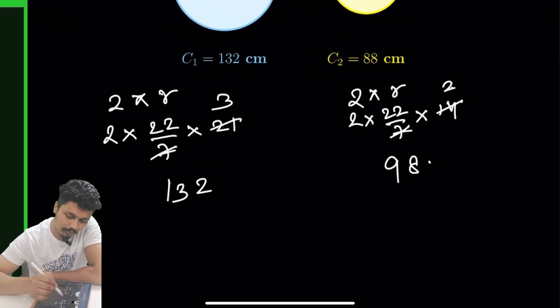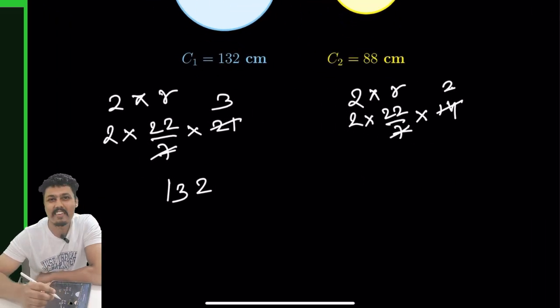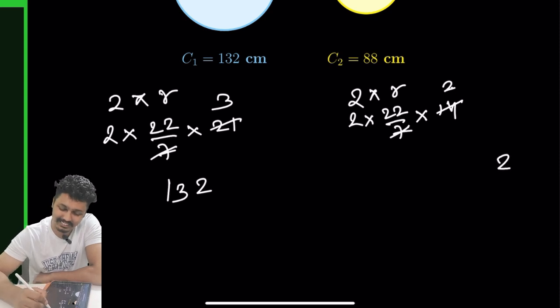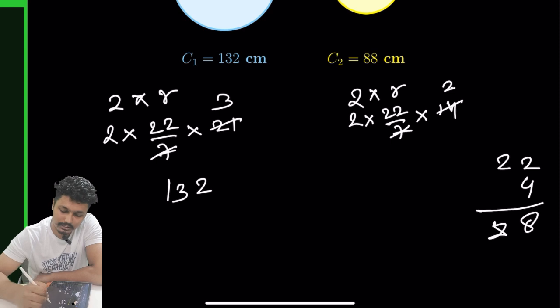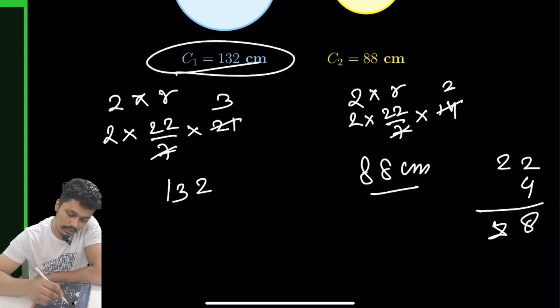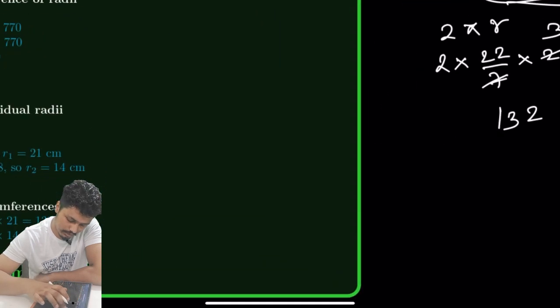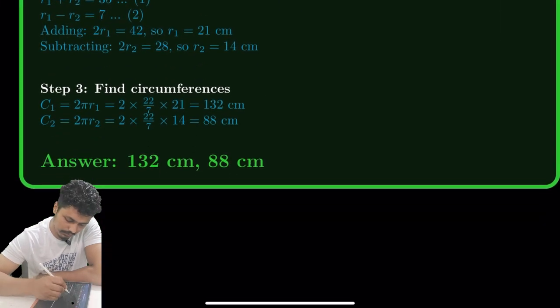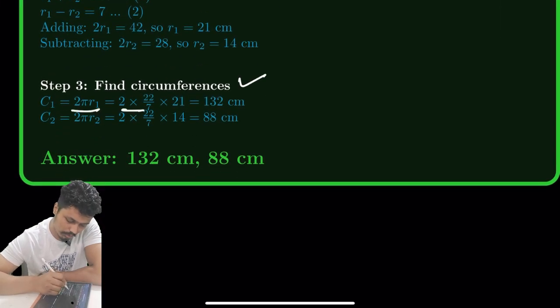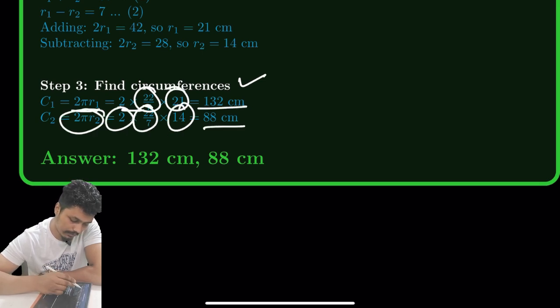Okay, sorry, I'm making very easy mistakes. Don't worry, it happens sometimes. 22 into 4 is 88. So I got it to be 88 centimeter. So circumference is 132 for the first, 2 pi r1, and 88 centimeter for the second, 2 pi r2.